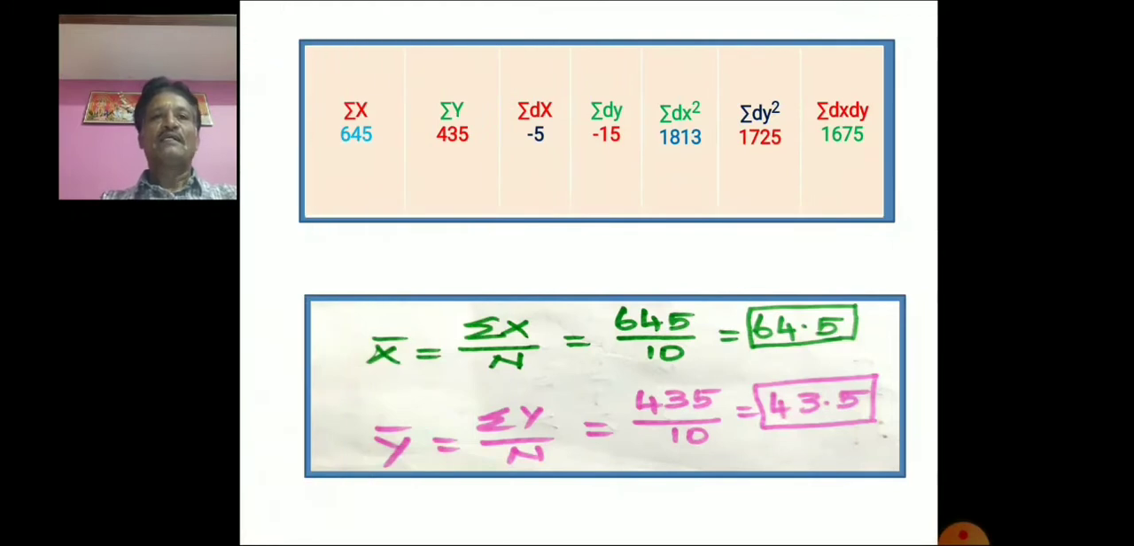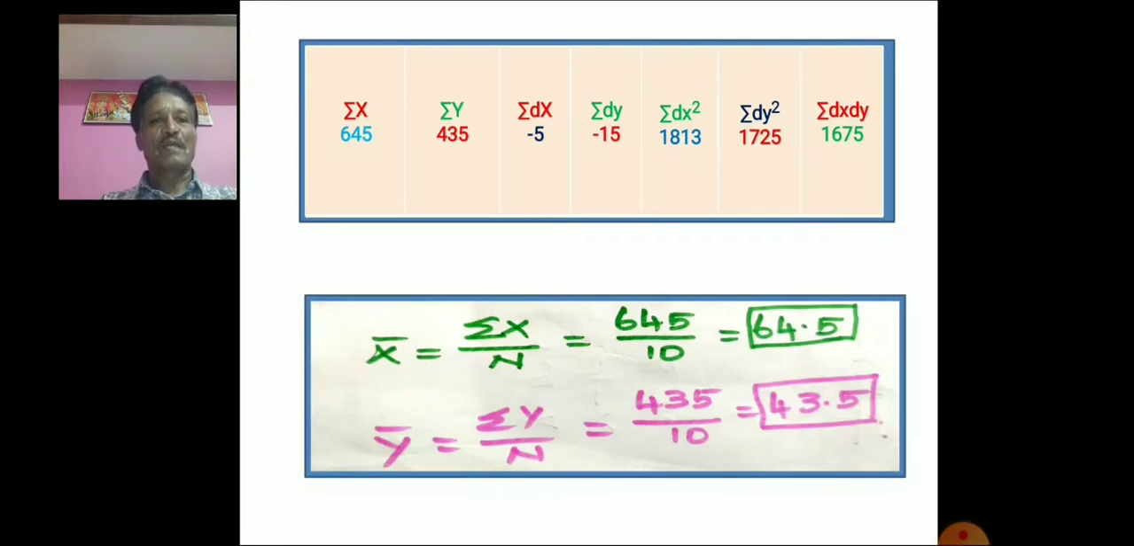So here the values are sigma x equal to 645, sigma y equal to 435, sigma dx equal to minus 5, sigma dy equal to minus 15, sigma dx square equal to 1813, sigma dy square equal to 1725, and sigma dx dy equal to 1675.